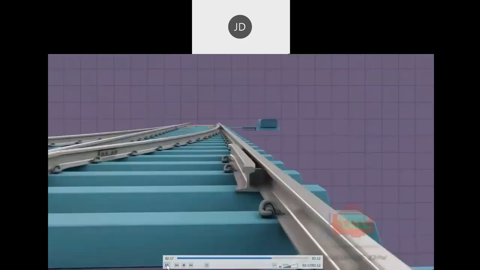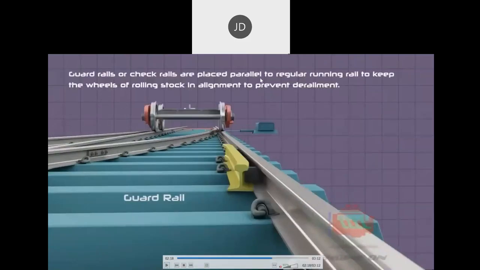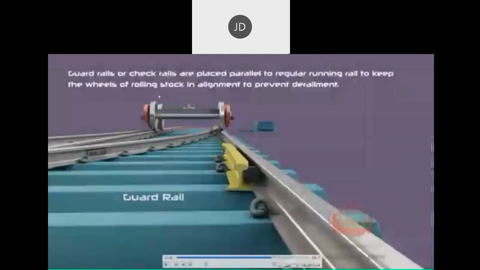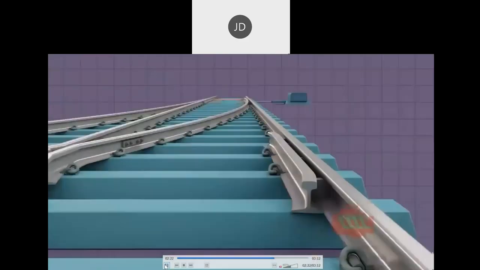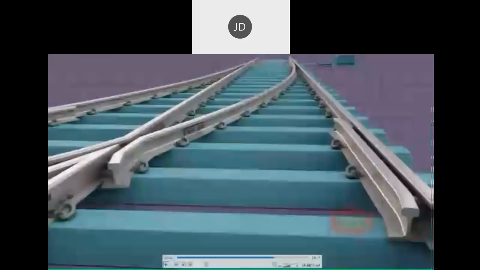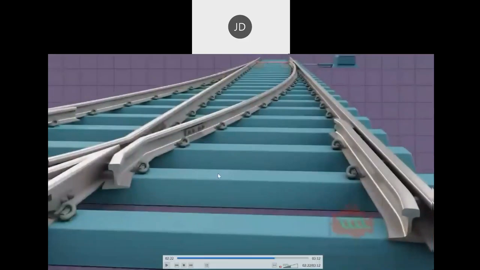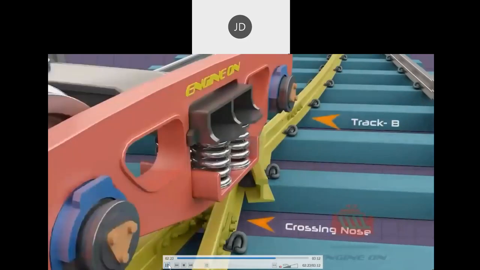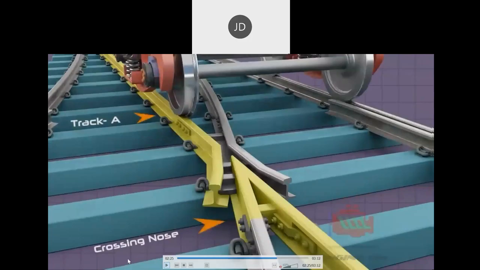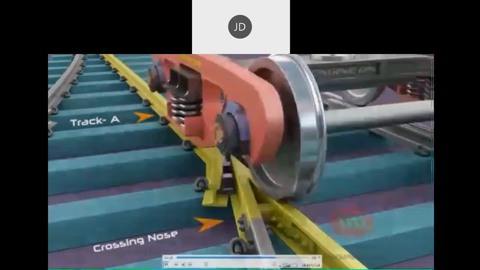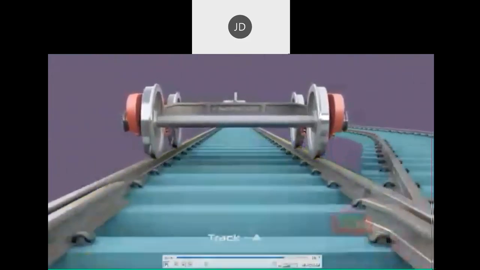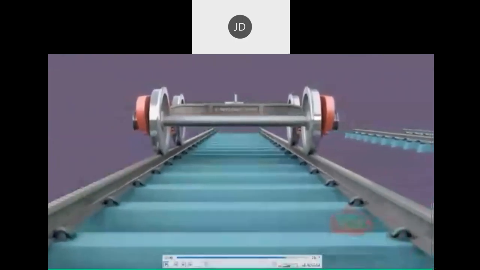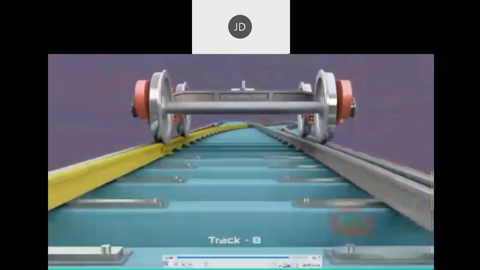Okay, so basically what is the purpose of guardrail? The guardrail or check rail is placed parallel to the regular running rail to keep the wheels of the rolling stock in alignment to prevent derailment, basically. So it is basically provided across the nose or across the frog in crossing because there is a chance of derailment. So this is your crossing nose, okay. So this is your track A. So it will allow track B, or you can see the right turn.